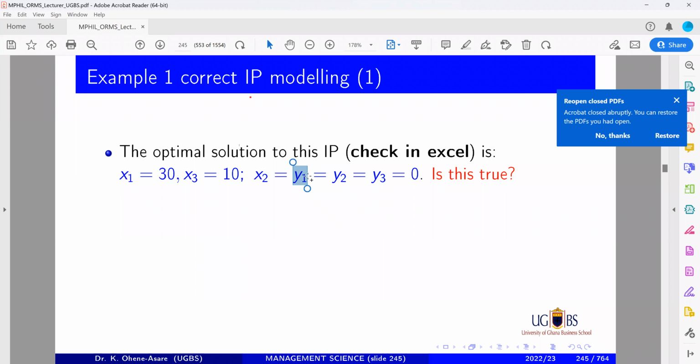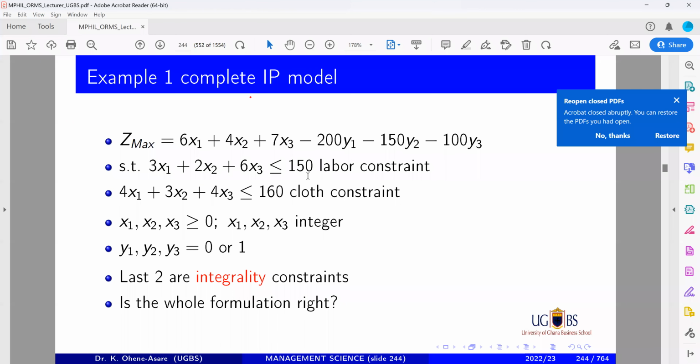So that is exhibiting the incomplete nature of the model that we had originally here. So what should we do? We have to bring the y's into the constraints.